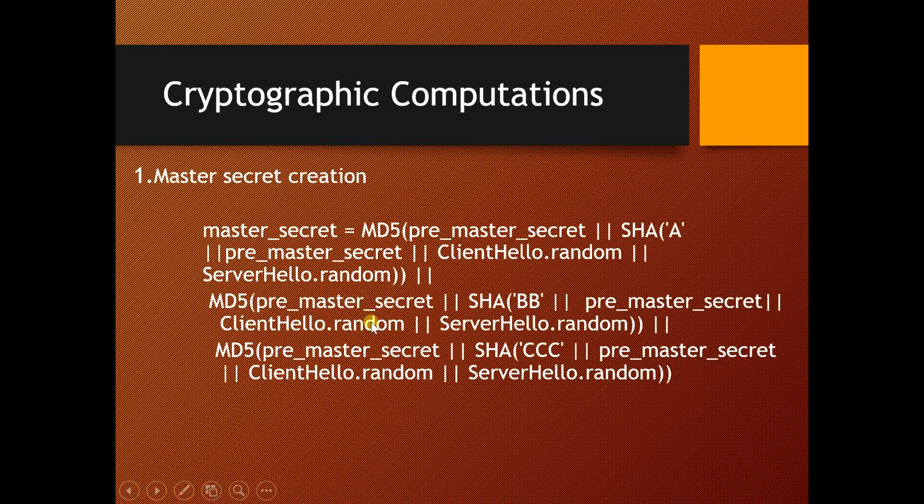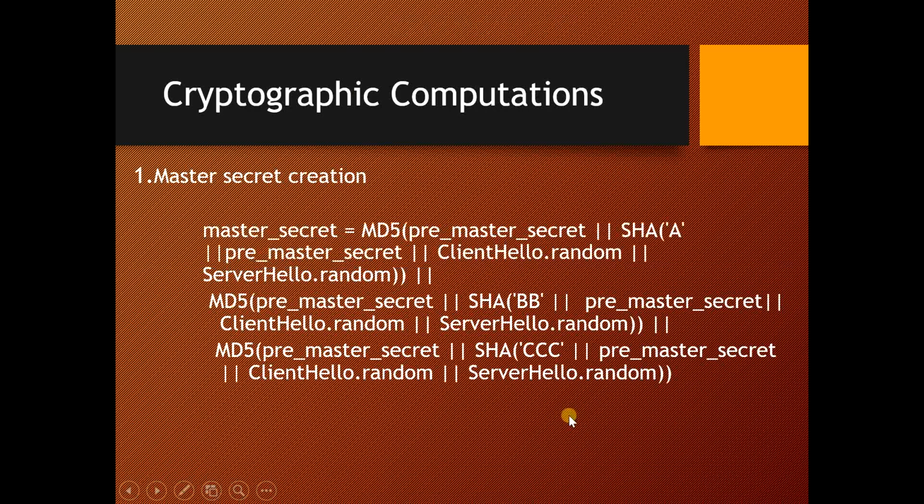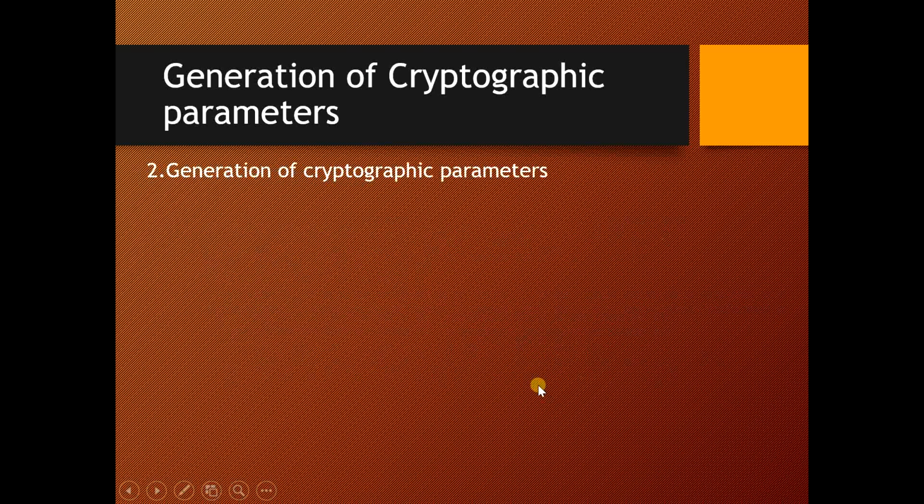Let me repeat once more. In the case of RSA, the pre-master secret will be generated by the client, and the server will decrypt the ciphertext using its private key to recover the pre-master secret. Whereas in Diffie-Hellman, both the client and the server will generate a Diffie-Hellman public key, and after these keys are exchanged, the Diffie-Hellman calculation will be done in order to create a shared pre-master secret. And the code for the generation has been shown here.